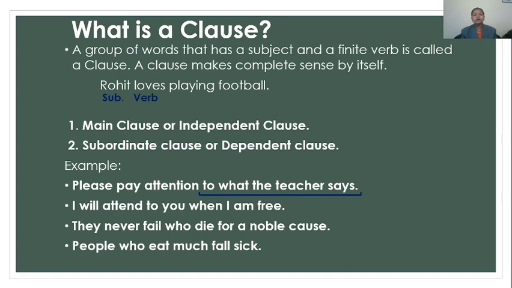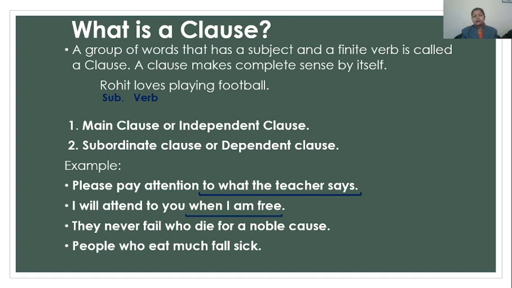Okay? Now the second is, I will attend to you. This is the first clause, when I am free. This is the second clause. Let's find out what is dependent and what is independent. I will attend to you. This is my main clause. When I am free. This is a dependent clause. It is depending on the first clause for its meaning. Because this when is telling that yes, something is missing. Something more is lying behind it. When. Okay. So this is my dependent clause, when I am free.